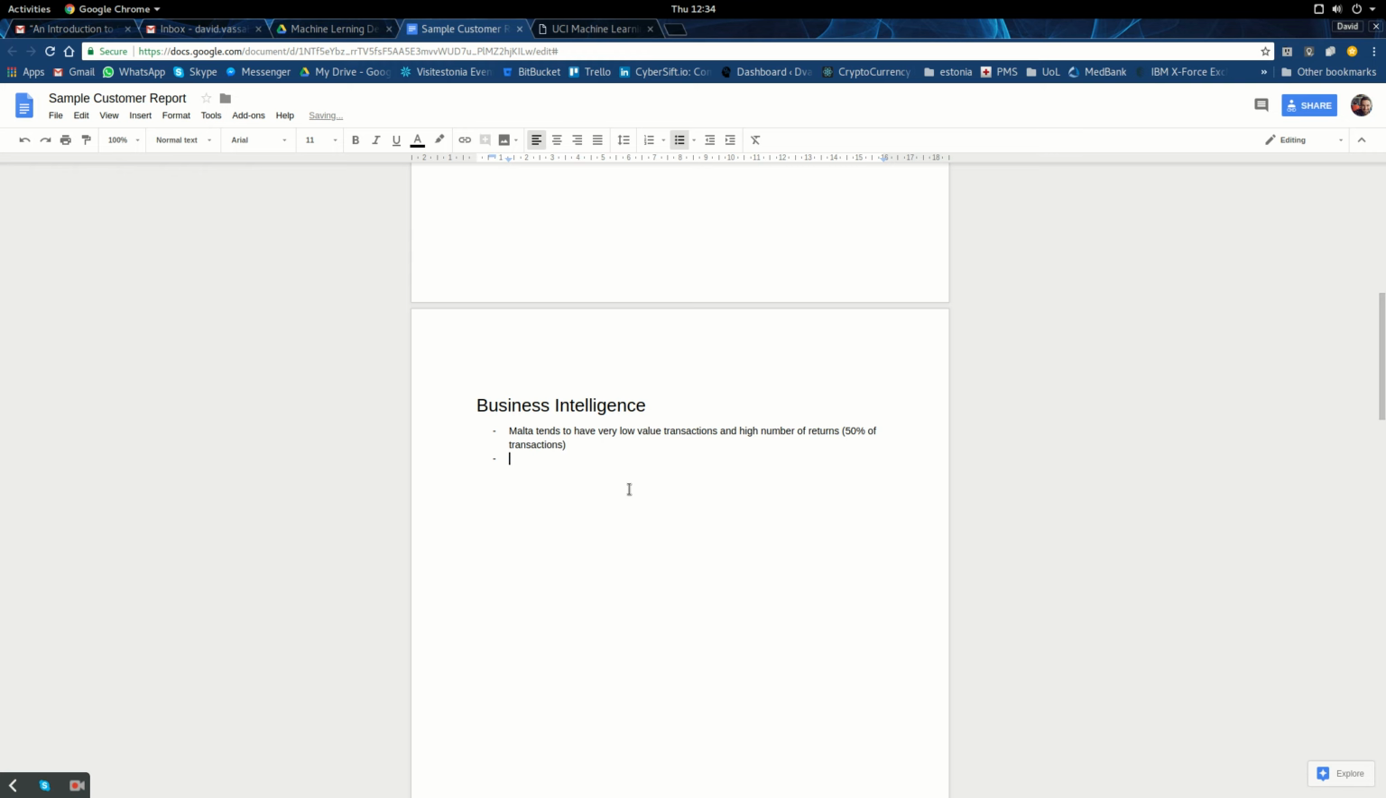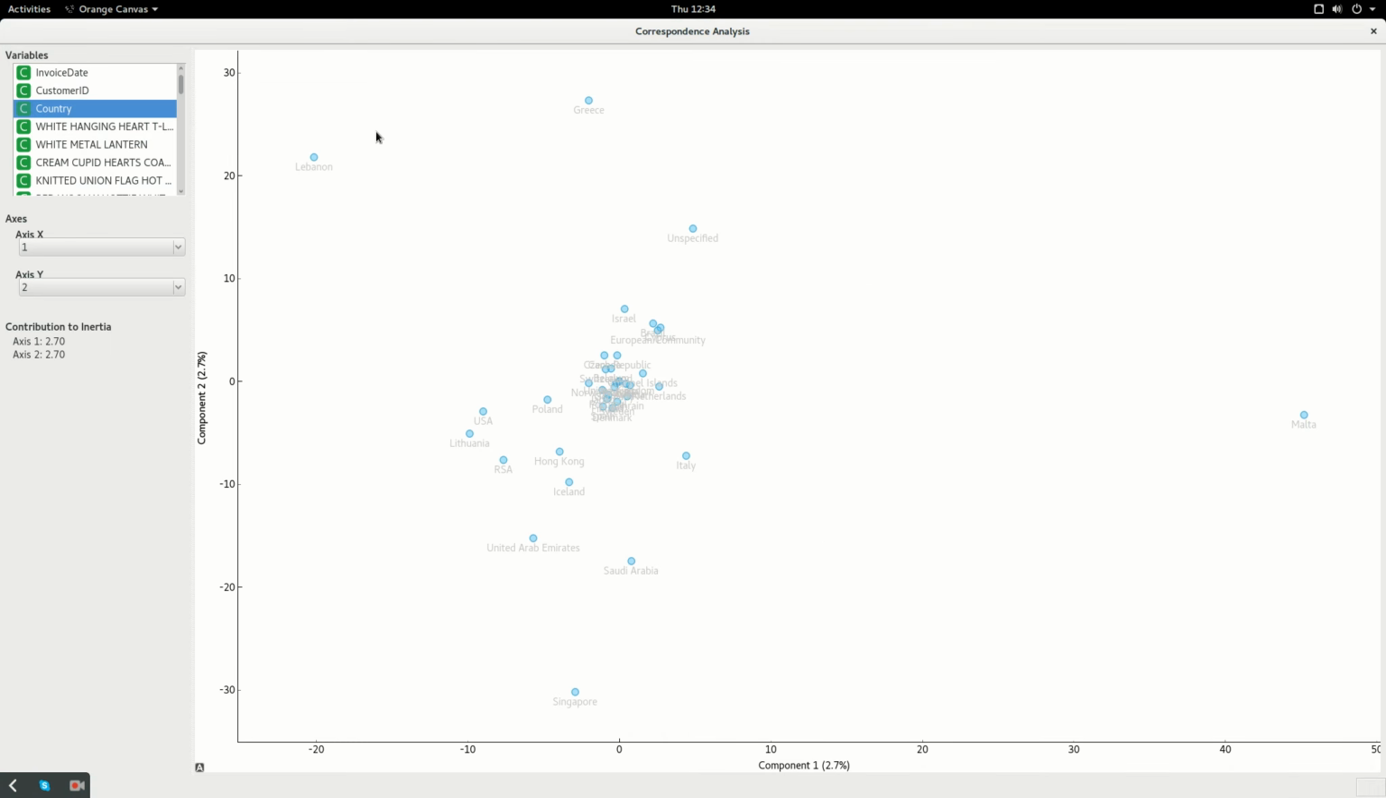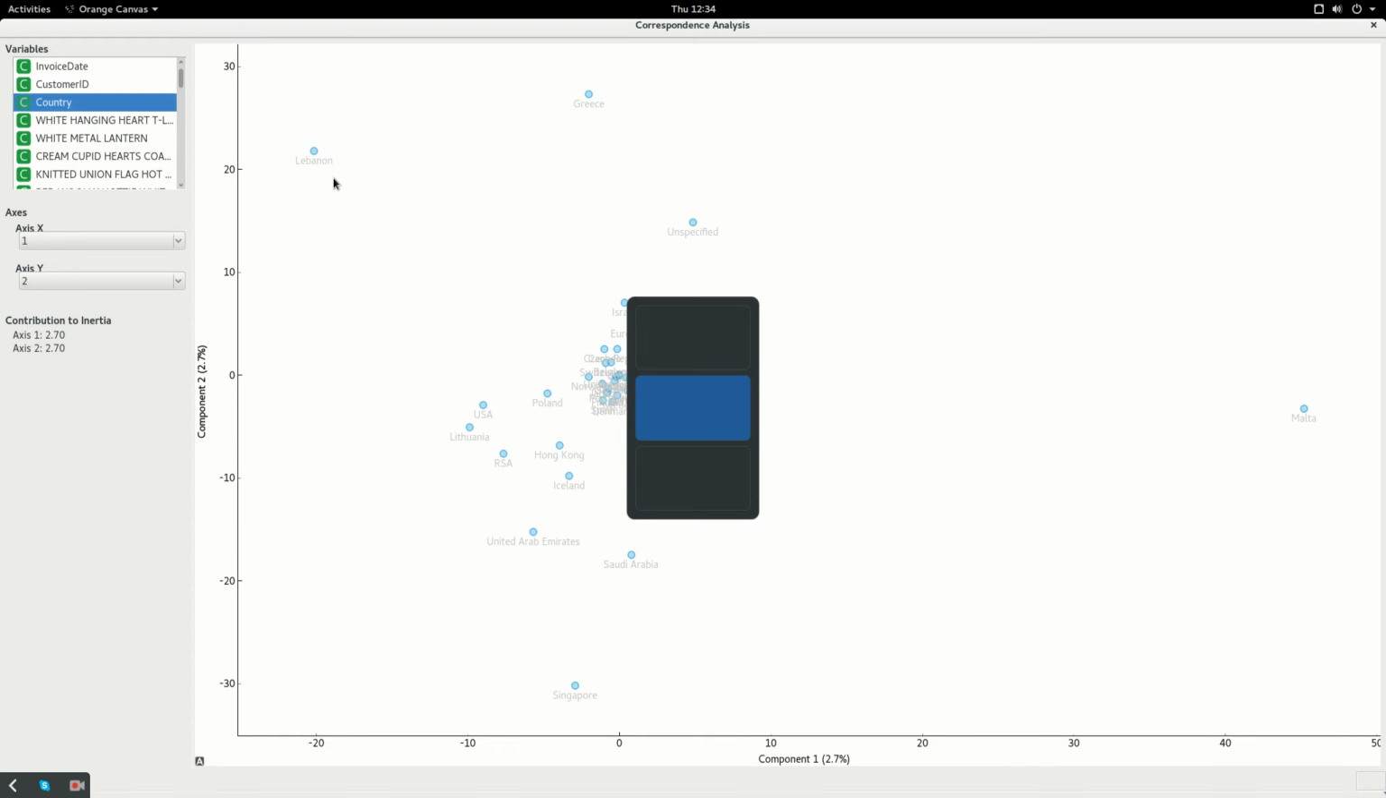So we can have a couple more examples of this sort of thing. Let's take, in case in point, Lebanon. Lebanon is also an outlier, and it is almost diametrically opposite to Malta. So given what we already know about Malta, we would expect Lebanon to have a very high number of transactions in the high value bin category. Let's confirm that.